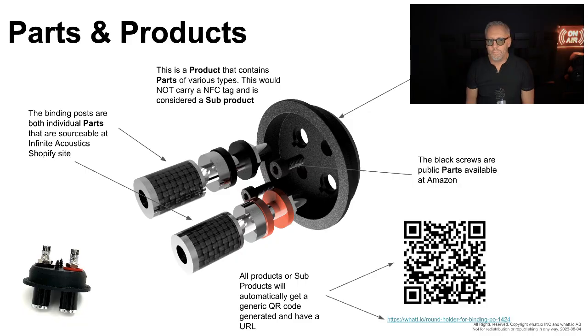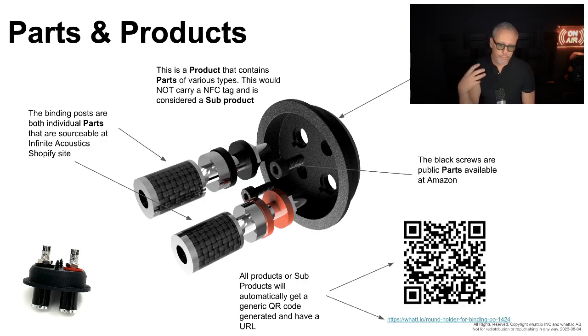That's a possible thing to do. So it's pretty neat. Of course, if you want to use DPPs in your presentations, you cannot use an NFC tag, but you can use a QR code. So it's a very easy way. If you do scan that now and have a look, it's pretty neat. You also see the parts. You see the black screws. They are actually public parts available on Amazon.